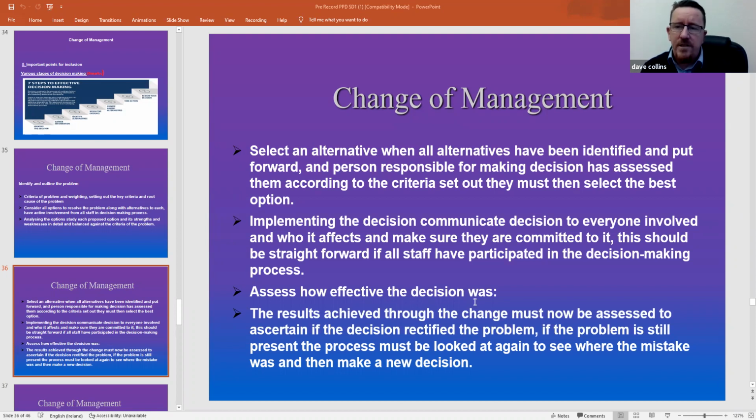Assess how effective the decision was. The results achieved through the change must now be assessed to ascertain if the decision rectified the problem. If the problem is still present, the process must be looked at again to see where the mistake was, and then make a new decision. Like I said, you have alternatives. You make a decision, it wasn't the right decision, fine. Now we know that doesn't work.